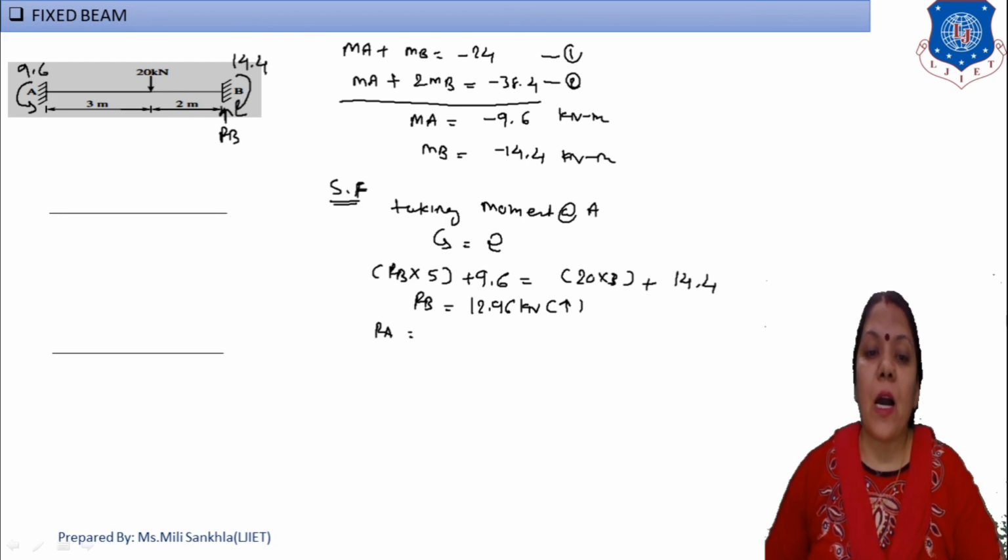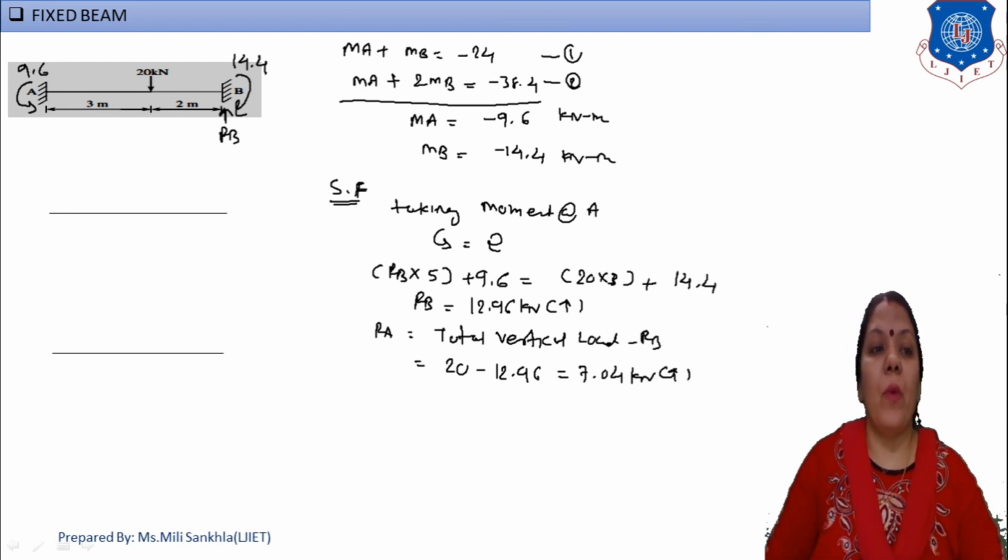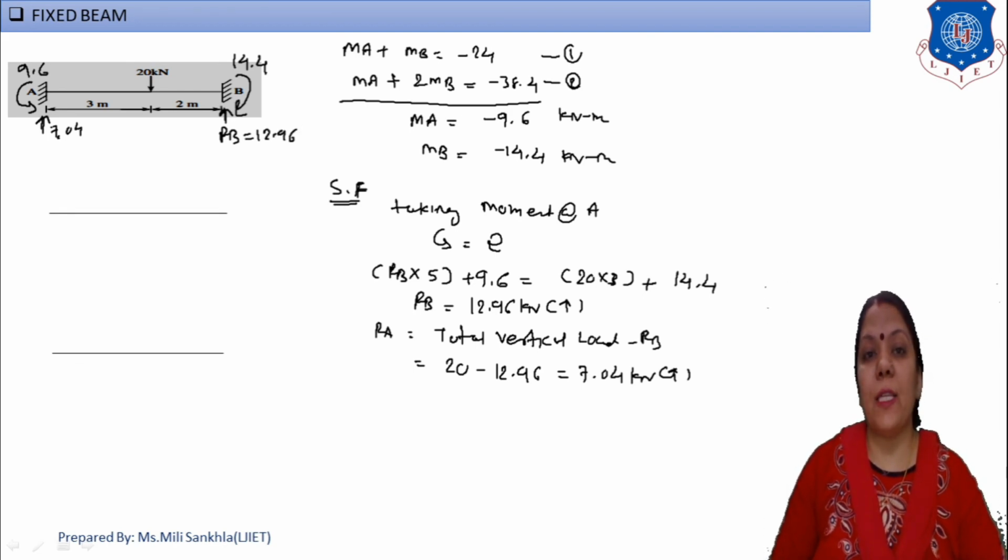Now next find out RA. RA is equal to total vertical load minus RB. My total vertical load is equal to 20. So 20 minus 12.96 is equal to 7.04 kilonewton. It is also in the up direction. Okay. Now our first reaction RA is equal to 7.04 and RB we found is 12.96.